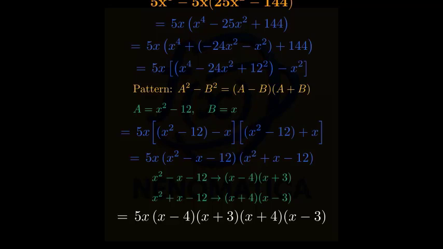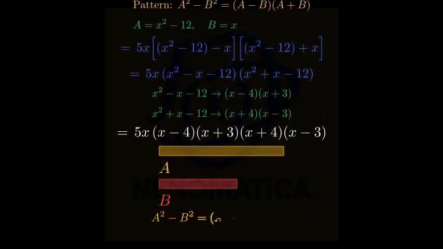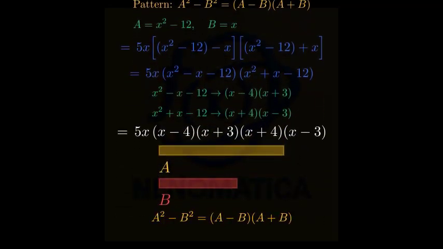Quick visual check. Think of a² − b² as two squares with sides a and b. Removing the smaller square area b² from the larger a² can be rearranged into a rectangle with sides a − b and a + b. That's why the factors are a − b and a + b.